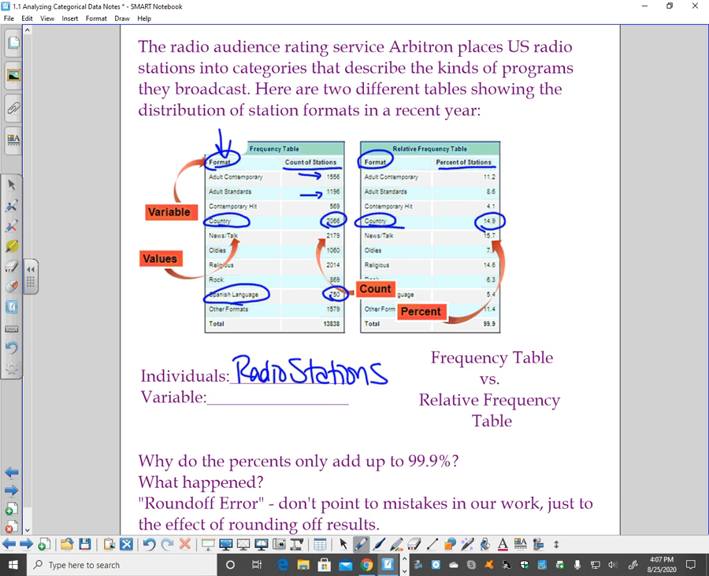So I'm going to look at each radio station, and I'm going to put them in a bucket based on their format. So the individuals are not the buckets themselves. It's not the categorical variable. It's what are you categorizing? That's what an individual is. The variable is how are you naming your buckets? Well, they are the formats or the types of programming.